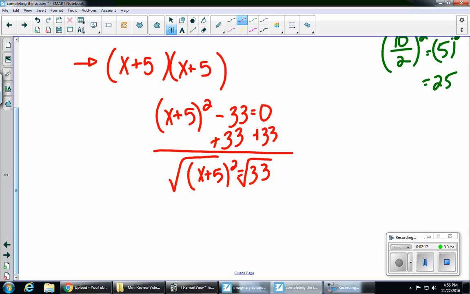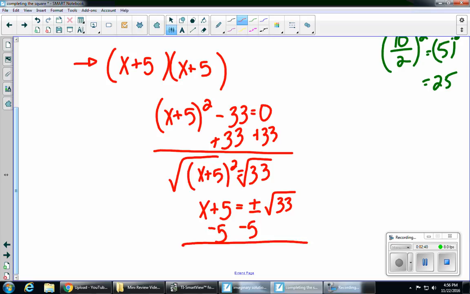To keep solving here, I'm going to take the square root of each side of the equation, because the square root and the squared are going to cancel each other out on the left, and I'm left with x plus 5. And on the right, I have plus or minus the square root of 33. 33 is not a perfect square, and I also don't have a perfect square that divides in evenly, so I can't simplify that. So I'm just going to leave it alone. And my last step is just going to be to subtract 5. So x equals negative 5 plus or minus the square root of 33. And there's your answer by completing the square.